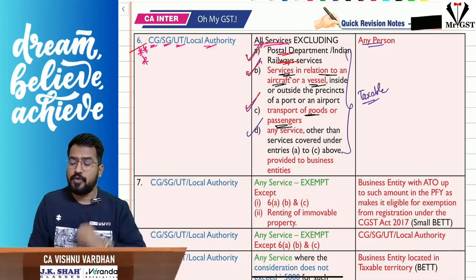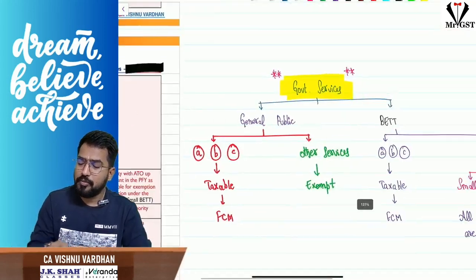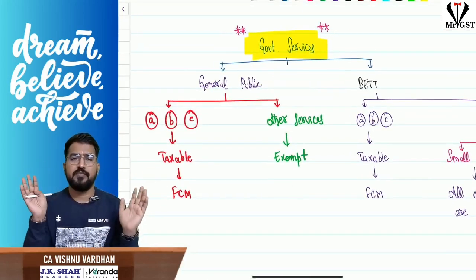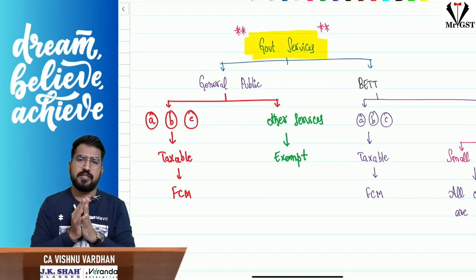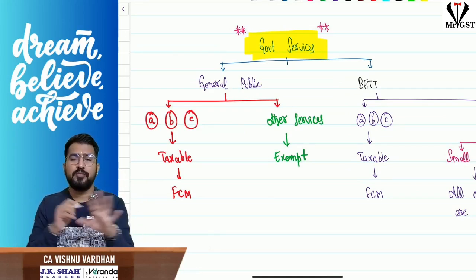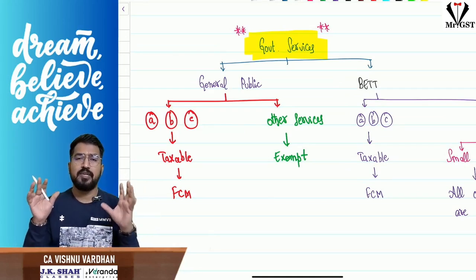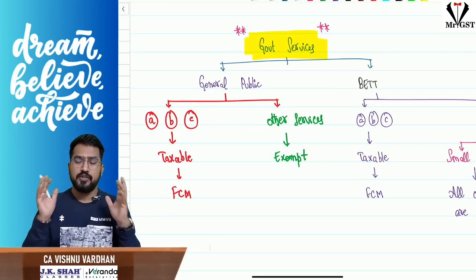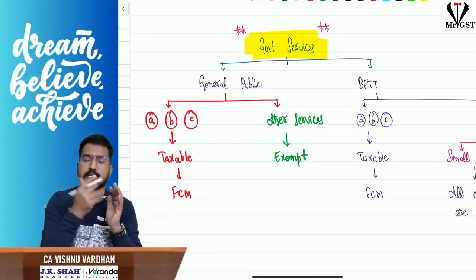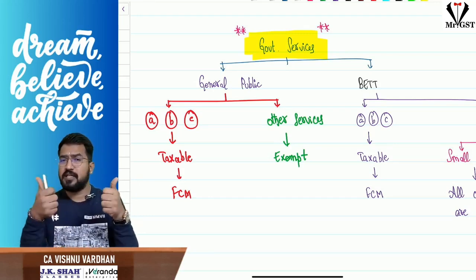Okay. Now coming to the point. Sir, government, if they are providing any services, we understand government is having two customers. One is general public, the other is business entity. Listen, I am absolutely sure nobody else can summarize this so simply and in such a crispy way. So listen carefully. Government has two customers. One is general public, the other is business entity.